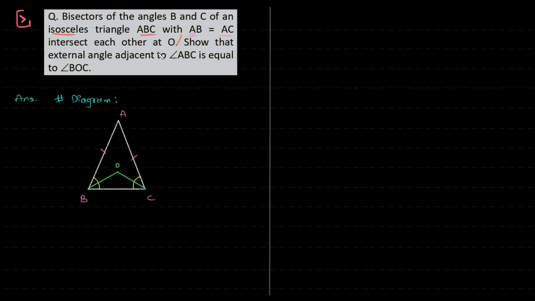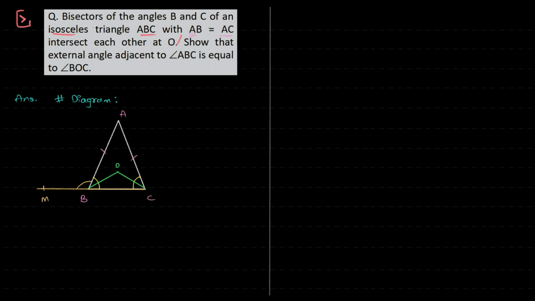We have to show that the external angle adjacent to ABC. What does it mean? You have to think over it. Don't wait for me to tell you. Pause and think. Complete the diagram, because the diagram is the very first step. Yes, we need to extend this. We'll call this M. So this angle is your external angle, adjacent to angle ABC. These two are neighbors, is it not? So we have to show that the external adjacent angle to ABC is equal to angle BOC.